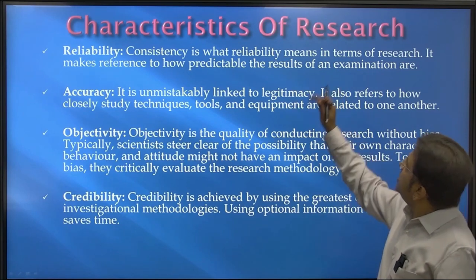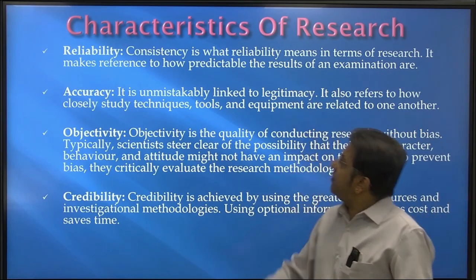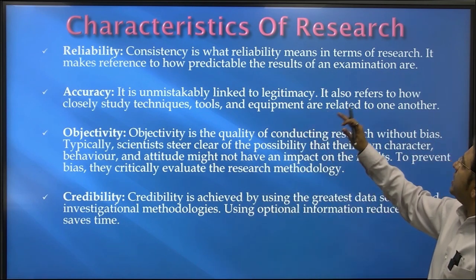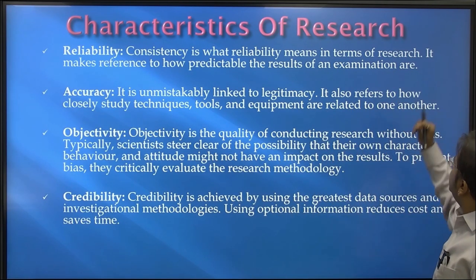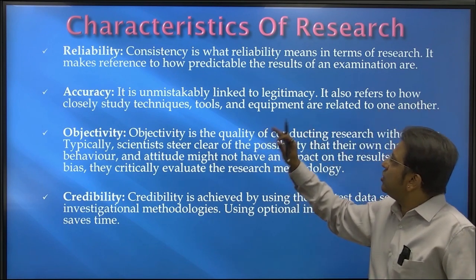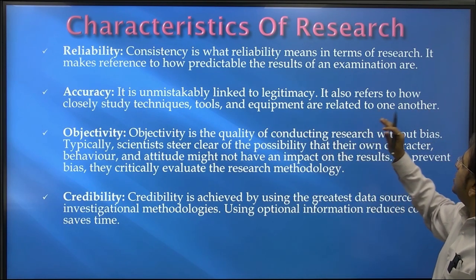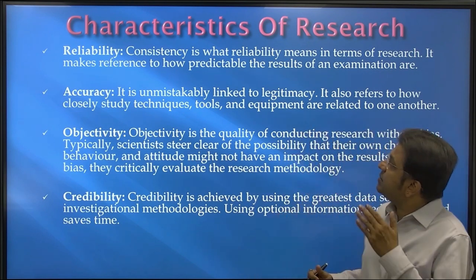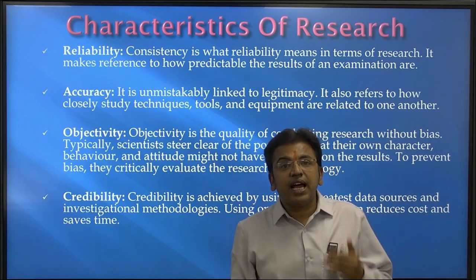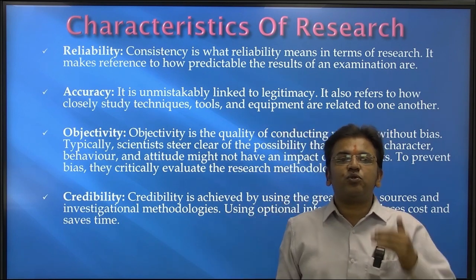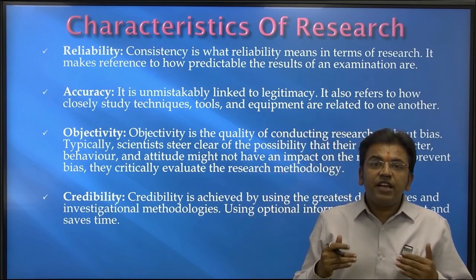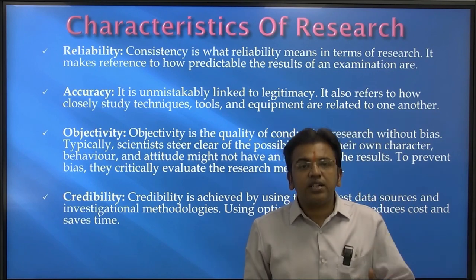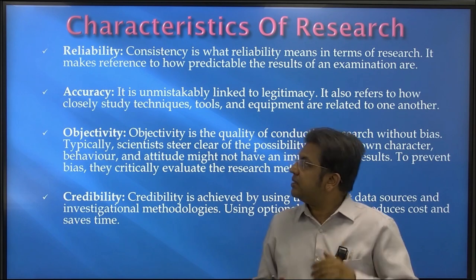Then the characteristics of research. The first one is reliability. Consistency is what reliability means in terms of research. It refers to how predictable the results of an examination are. It means a researcher should have a consistent approach towards his work, because if he is consistent, his work becomes more reliable.